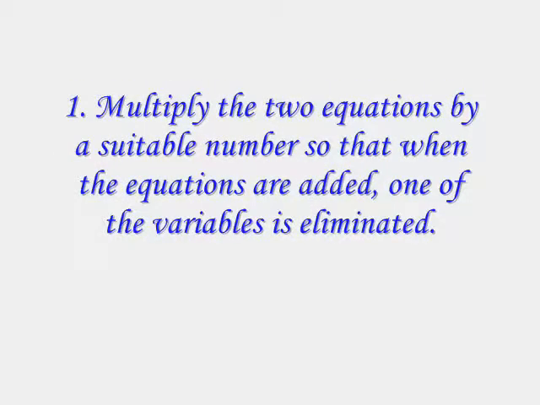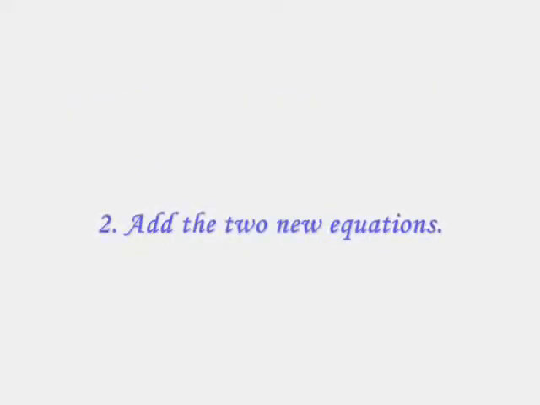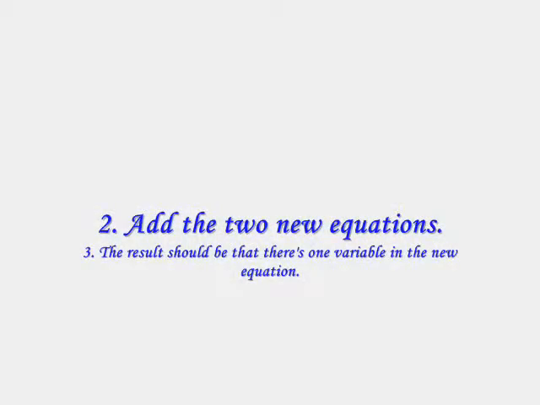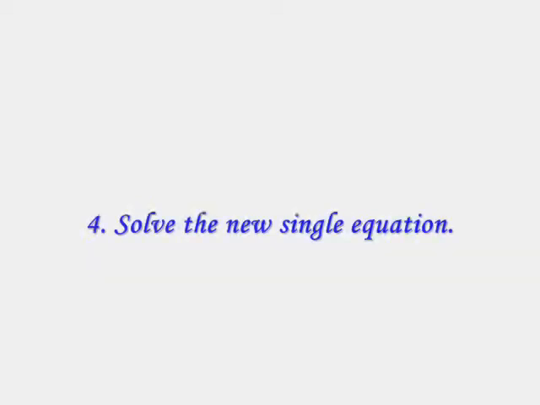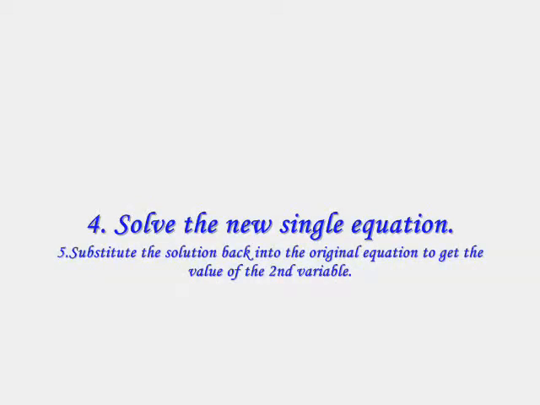First, you multiply the two equations by a suitable number so that when the equations are added, one of the variables is eliminated. Then, add the two new equations. The result should be that there is one variable in the new equation. Solve the new single equation. Substitute the new solution back into the original equation to get the value of the second variable.